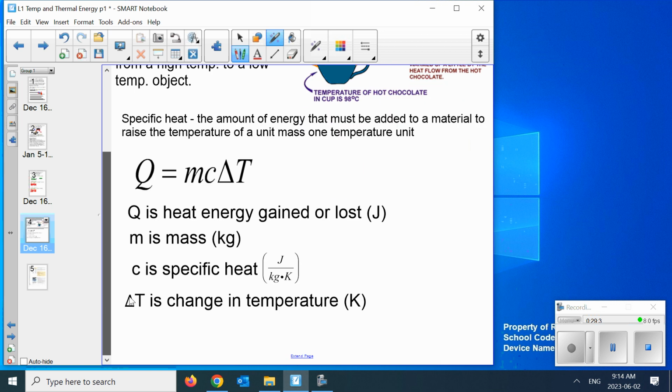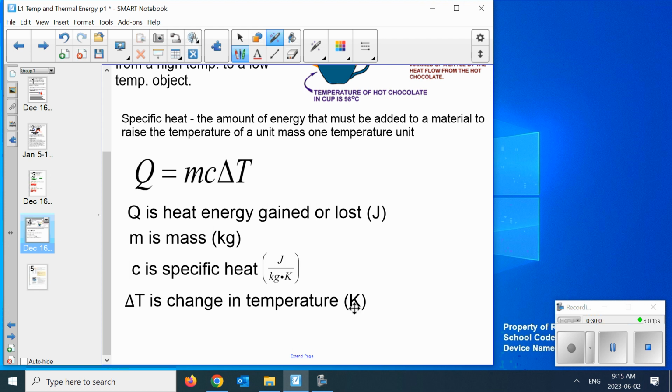Q equals mc delta T. Q is the variable we're going to use for heat energy, that's either gained or lost, depending on your perspective of which object you're looking at. M is mass. Right here I said in kilograms, sometimes it's in grams though too. You'll have to look at the formula carefully. C is the specific heat, and there's values given in textbooks. Delta T, that's the change in temperature.